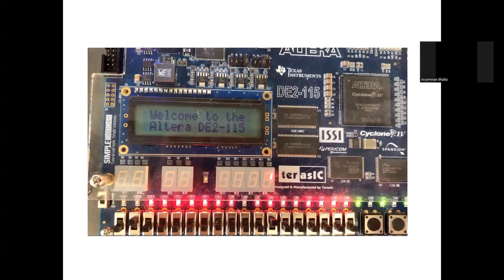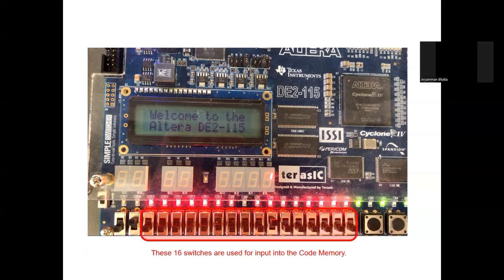So this is when we deploy it onto some FPGA hardware, etc. We map these 16 switches, and so we can control both the code memory and the data memory using the write enable line as well as the select line of the multiplexer, depending on what we want to manipulate. So the 16 switches are used for input into code memory, and the 8 lower switches are used for input into the data memory.